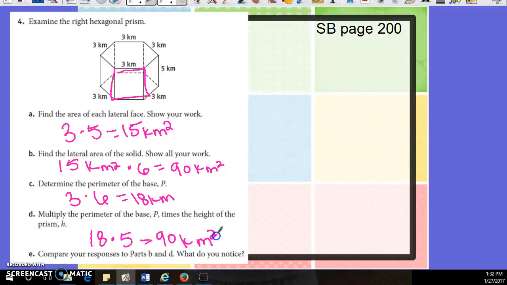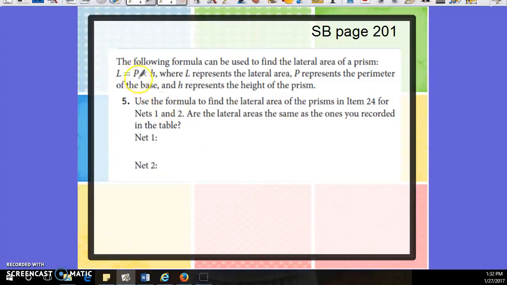This just tells you, if you look at D and B, they're the same. So you can find the area of each lateral face and add them together or multiply it by the number of sides. Or you can do perimeter times height, and both will give you the lateral area. So you just need to know that L is equal to PH. So lateral area is equal to perimeter times height.